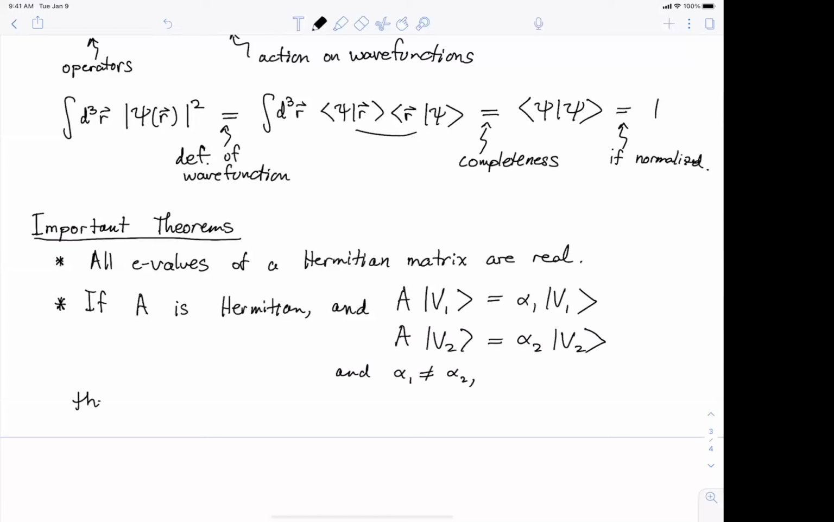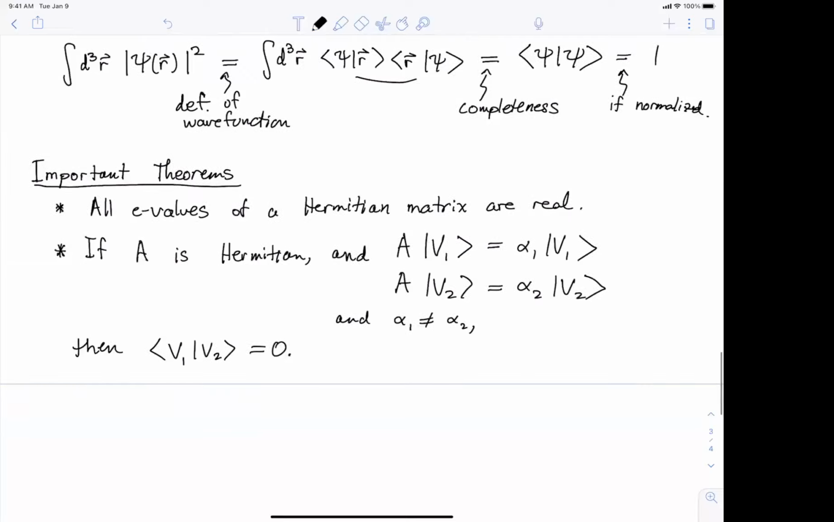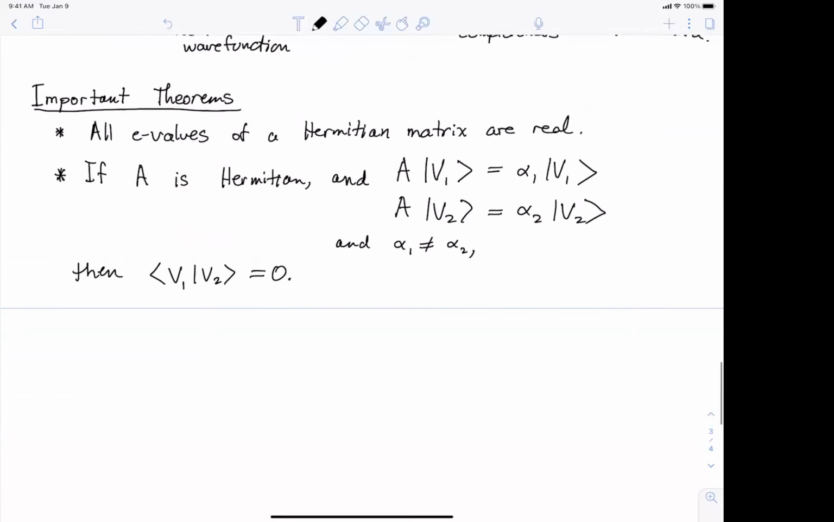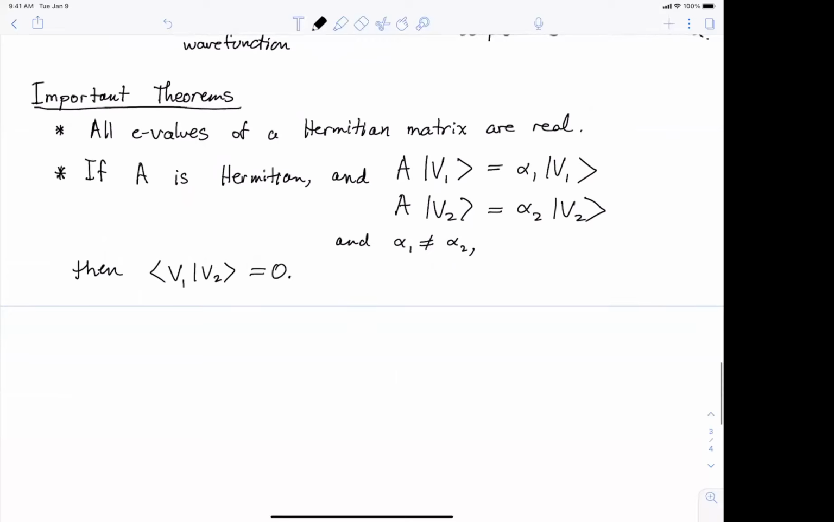Then those two states are orthogonal. Sorry, not orthonormal, they're orthogonal. They may or may not have norm 1, of course. So a Hermitian operator with two different eigenvalues, the corresponding states are orthogonal to each other. That's a useful thing to know.